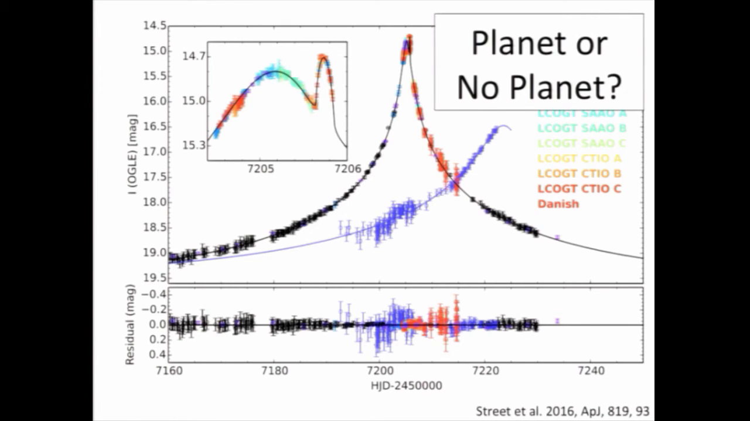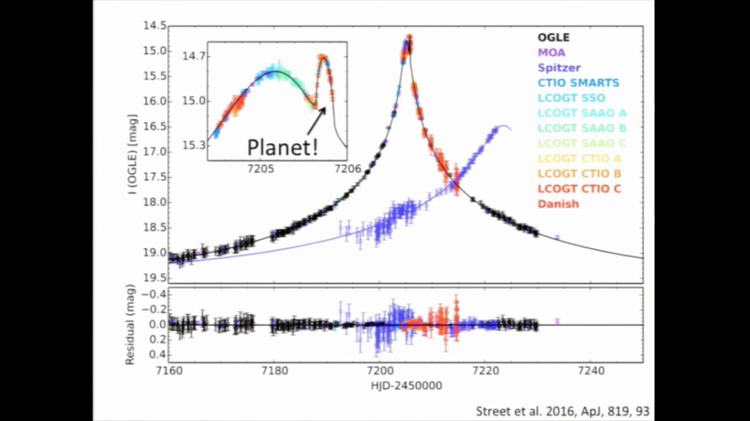This is another event observed by Spitzer, planet or no planet. Planet, no planet. Say half the room says planets. Okay, yeah. So this one does have a planet. I think you're getting better at this. All right, that's a planet.